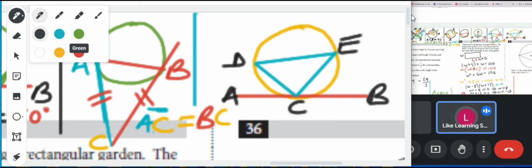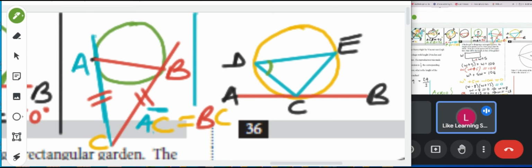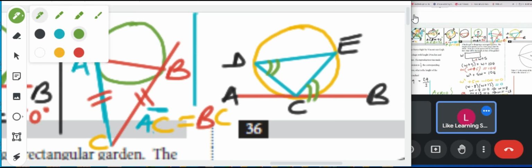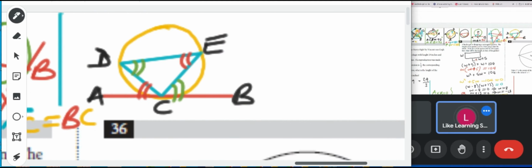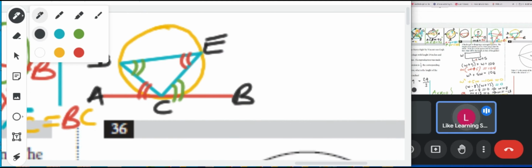I want to show you something interesting now. This angle must be equal to this angle. Why must this angle be equal to this angle? Did you see that? Yes, sir. All right, so we'll be capping it up here. In other words, we call that alternate segments are equal.